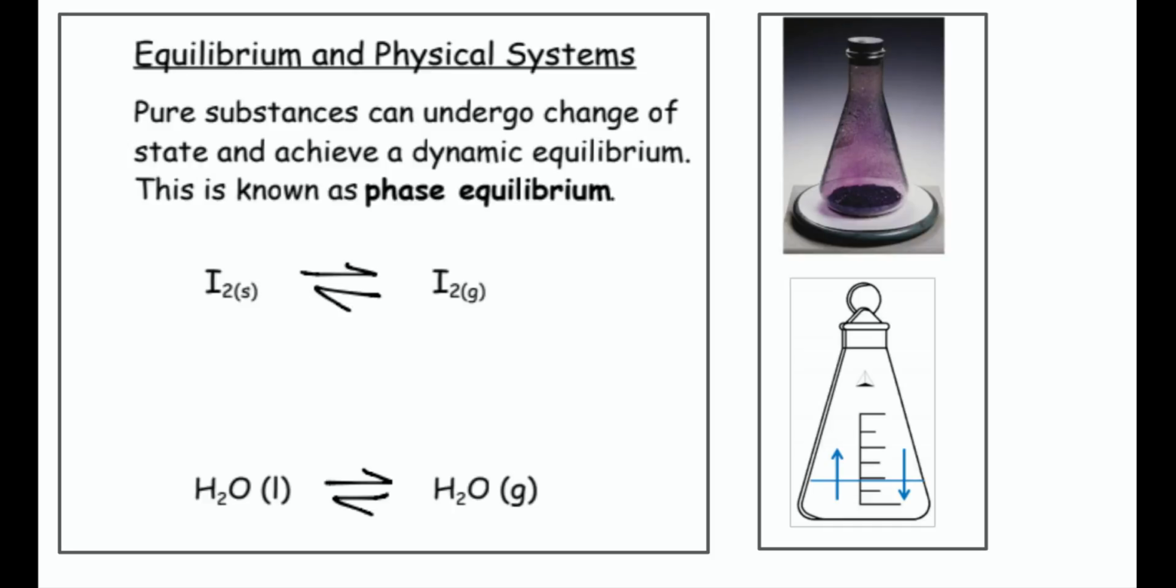A really neat example is solid iodine in equilibrium with iodine gas. And we can see that right here. It's like a purple solid that goes into like a purple vapor and then back down. And then we already saw this example with that water glass, but liquid water in phase equilibrium with water vapor. So when the equilibrium is between a pure substance in different states, it's called a phase equilibrium.